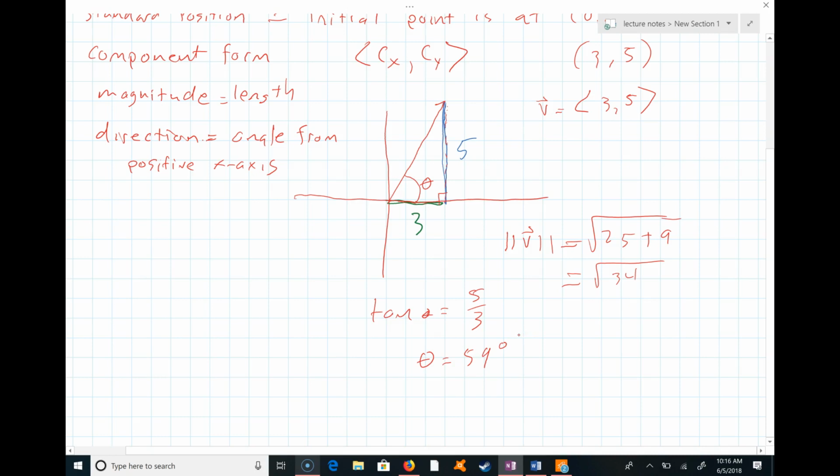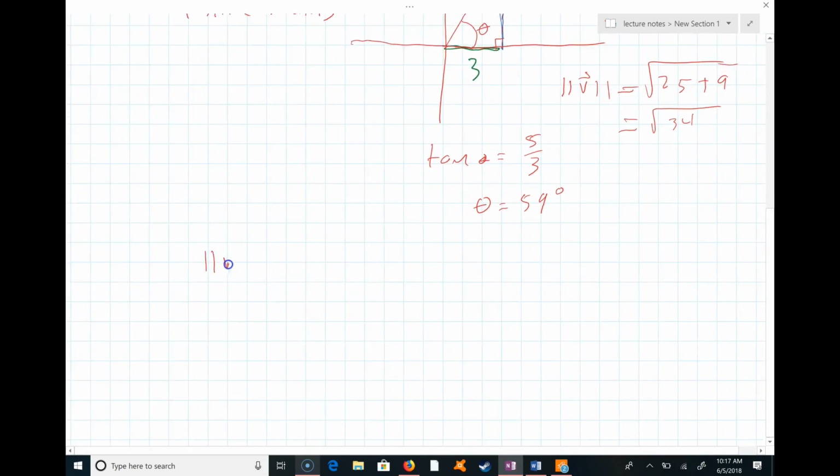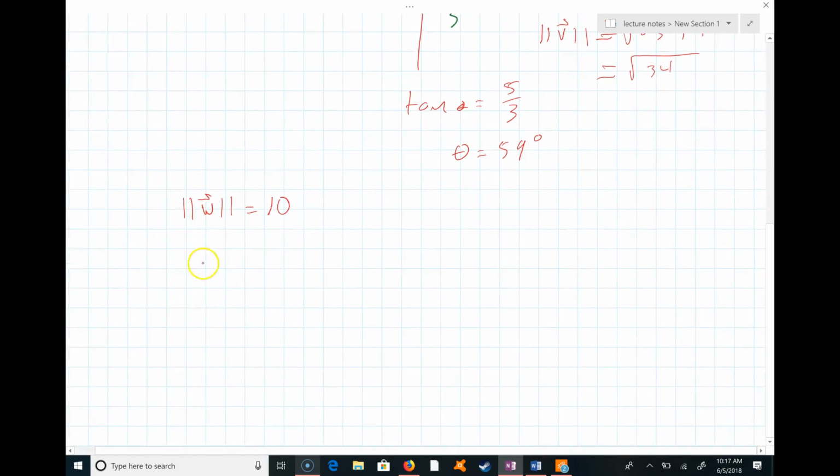So the magnitude of vector V is the square root of 34, whatever that is. And the direction of vector V is 59 degrees, positive 59 degrees from the positive x-axis. That's what the 59 degrees means, right? And of course, we could go the other way too, couldn't we? If I said the magnitude of, say, vector w is 10, and the direction of vector w is 150 degrees, then you could calculate the components of that vector, couldn't you?